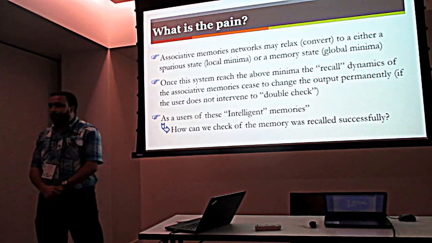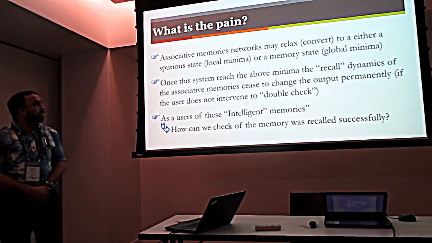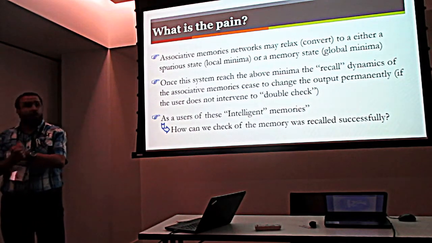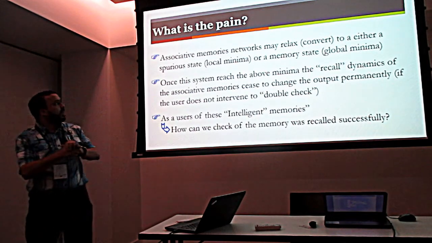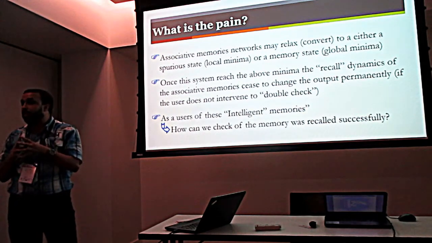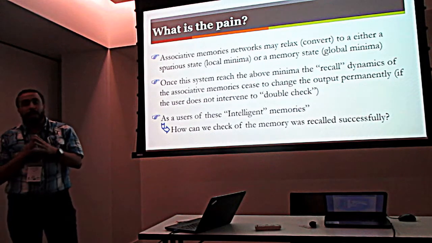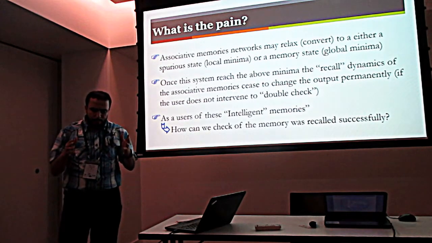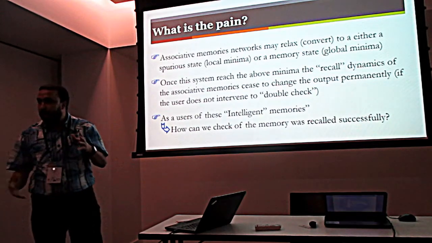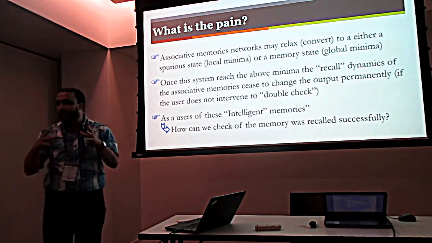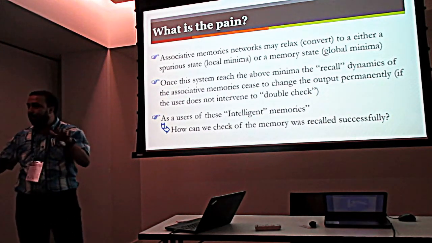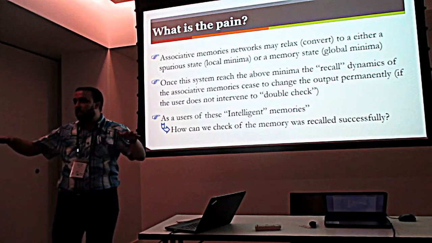What is the pain? What is really the pain of the content addressable memories? Associative memories are actually a kind of recursive neural networks in which the input generates an output, and the output gets fed back to the input, and so on and so forth. So the neural network will relax at the end, basically it doesn't change anymore.